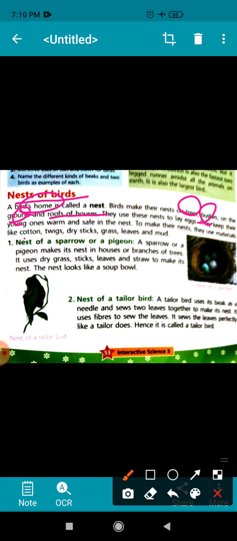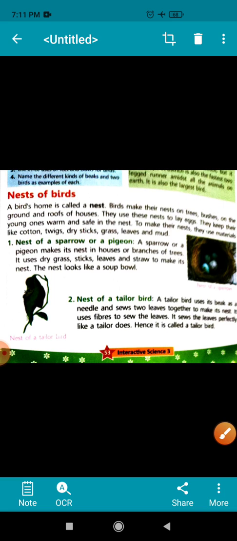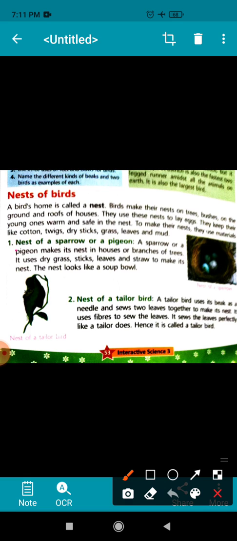They use cotton, twigs, dry sticks, grasses, leaves and mud to make their nests. Now let us know about the different types of nests. The first one is the nest of a sparrow or a pigeon.